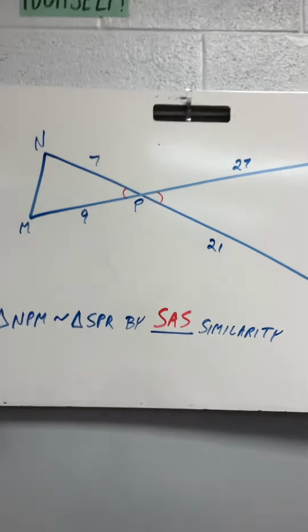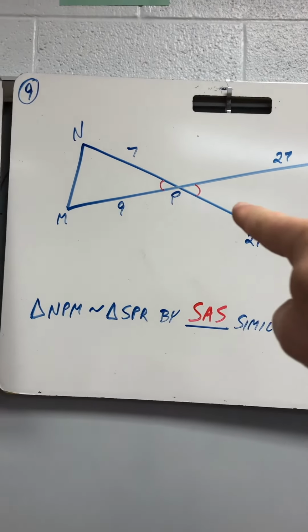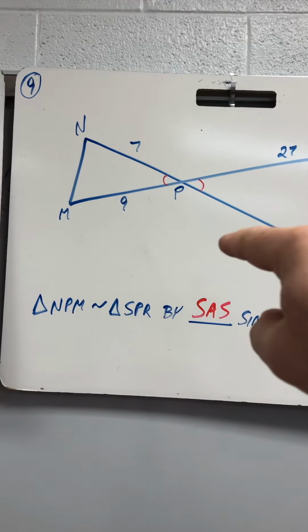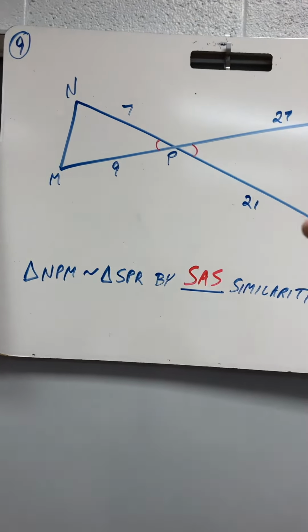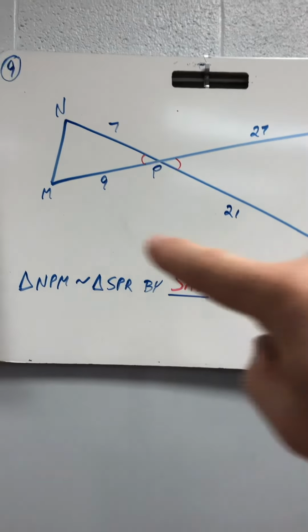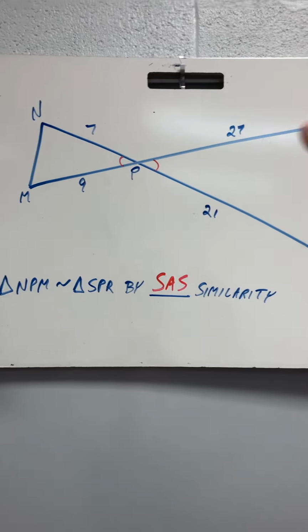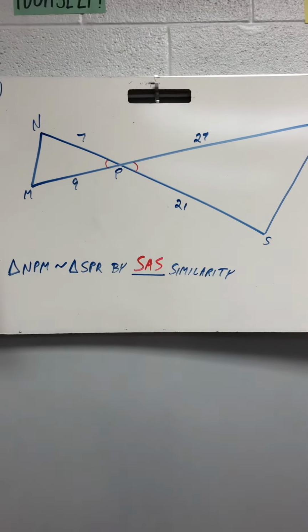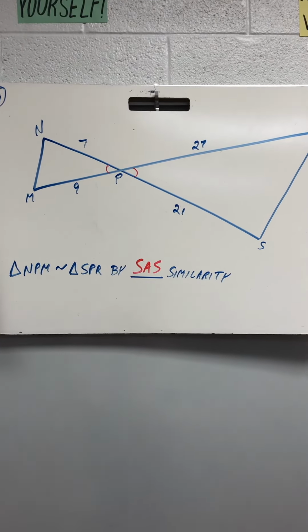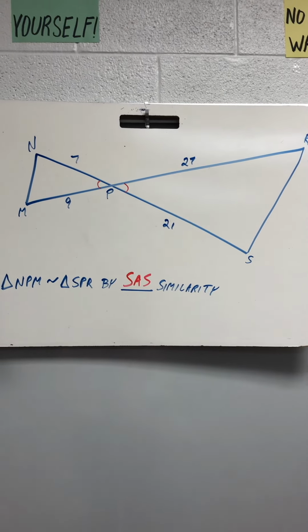And once again, you have vertical angles, right? So those two angles are equal. Note here that 7 is here, times 3 is 21 over here. 9 times 3 is 27 over here, okay? So the two triangles are similar by side angle side similarity.